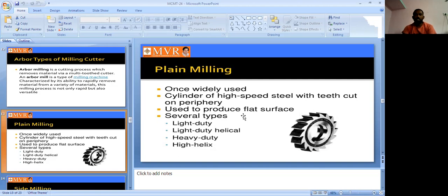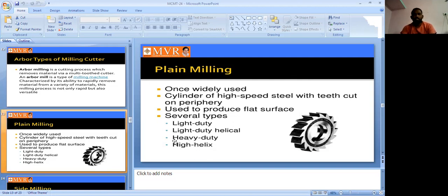We have several types of plain milling cutters. First is the light duty cutter, second the light duty helical cutter, third the heavy duty cutter, and fourth the high helix cutter. These are the plain milling cutters.